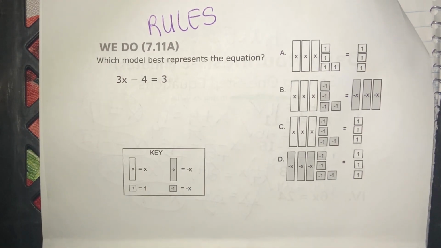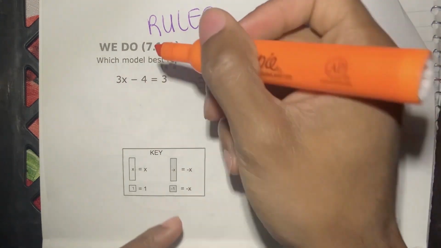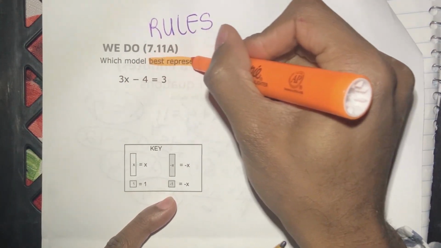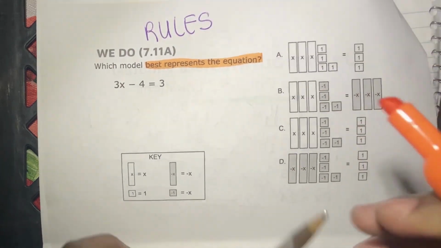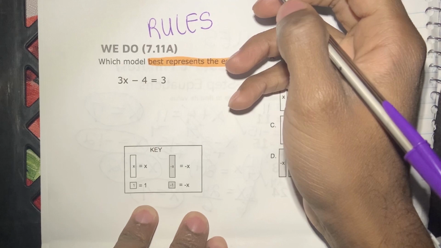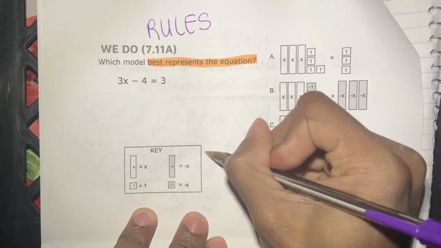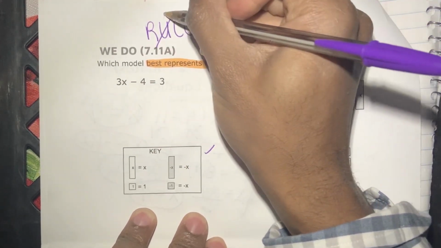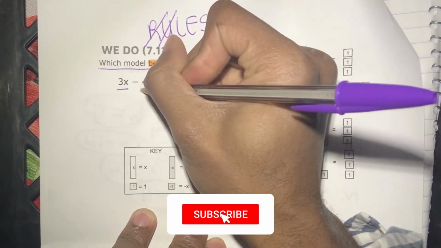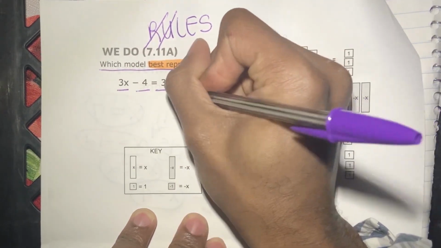Which model best represents the equation? So we're looking for the algebraic tiles which best represent the equation below, which is 3x minus 4 is equal to 3. This is the key right here. So we've underlined the question specifically, highlighting the specific areas. Now we can label. So we have 3x minus 4 is equal to 3.